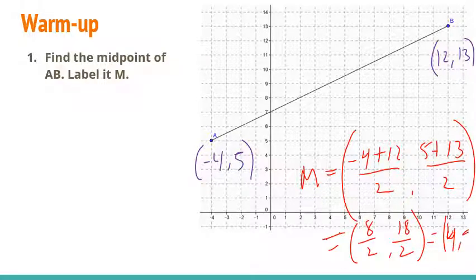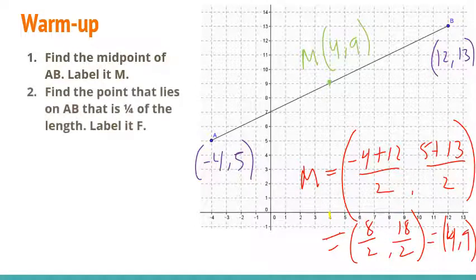And then you're going to get 4, 9, right? And you can tell you're right for a couple reasons. If you plot this point, 4 is right here, and then we go up to 9, you can tell that we hit the line. So it's a pretty good indication that we did this correctly, that our midpoint is at 4, 9. All right, now watch how it changes here. Now they're asking us, find the point that lies on AB that is 1/4 of the length. Instead of the midpoint, which is 1/2 of the length, they want us to find point F, which is 1/4 of the length.